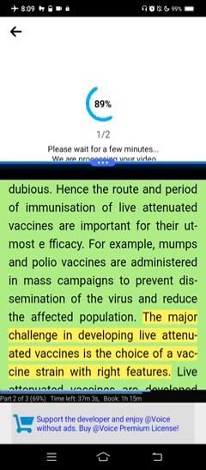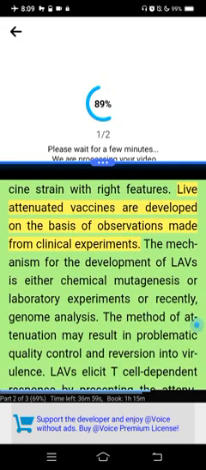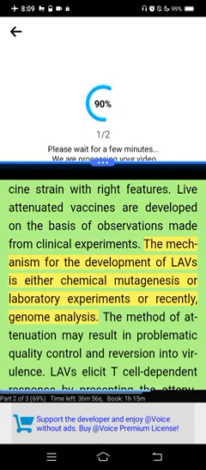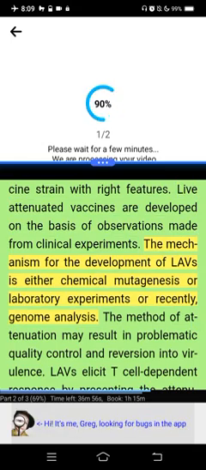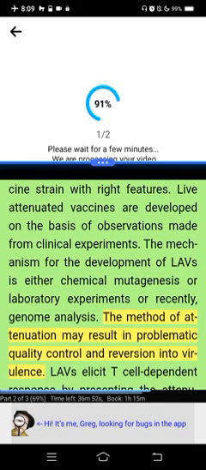The major challenge in developing live attenuated vaccines is the choice of a vaccine strain with the right features. Live attenuated vaccines are developed on the basis of observations made from clinical experiments. The mechanism for the development of LAVs is either chemical mutagenesis, laboratory experiments, or, recently, genome analysis. The method of attenuation may result in problematic quality control and reversion into virulence.